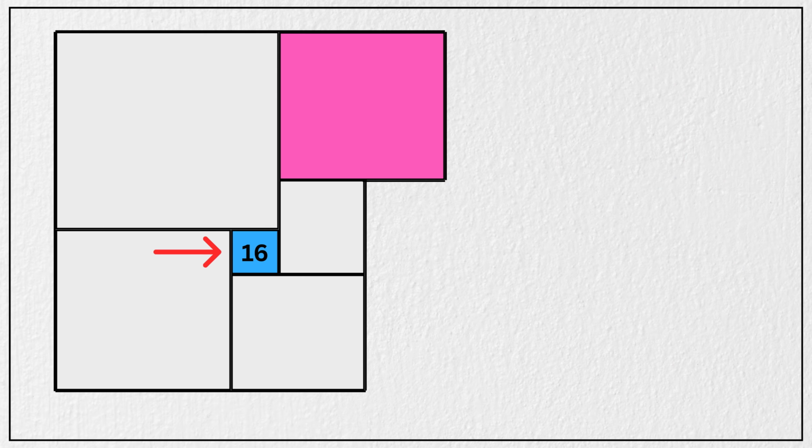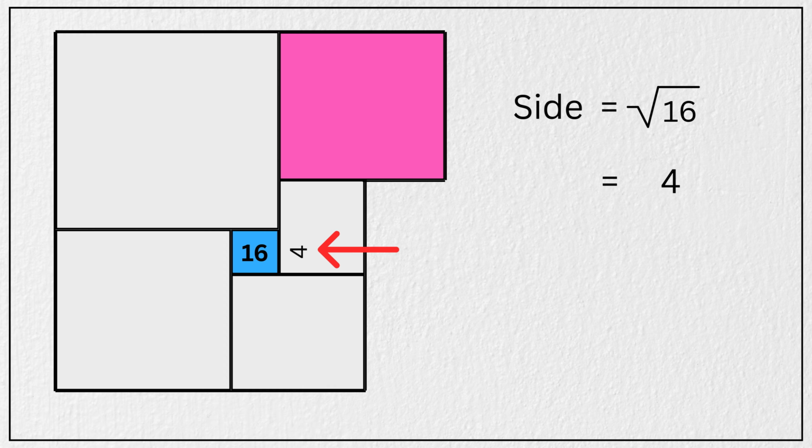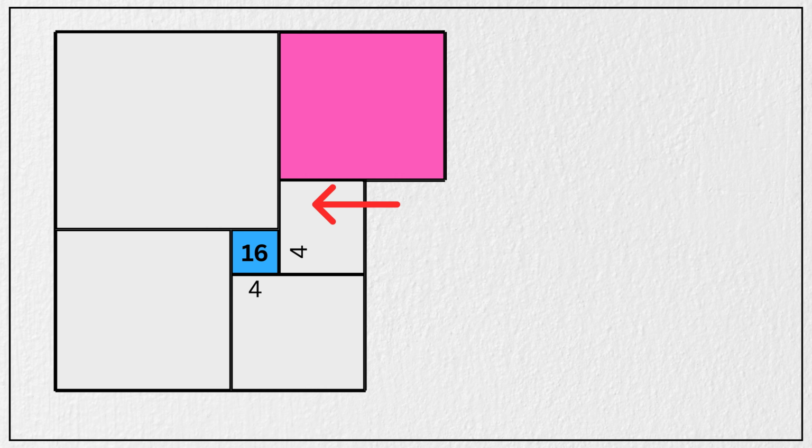We are told that the area of this blue shaded square is 16 square units. That means its side length must be the square root of 16, which is 4 units. Right? That means this length is 4 units, and this length is also 4 units. Now let us define the side length of this small inner square as x units.